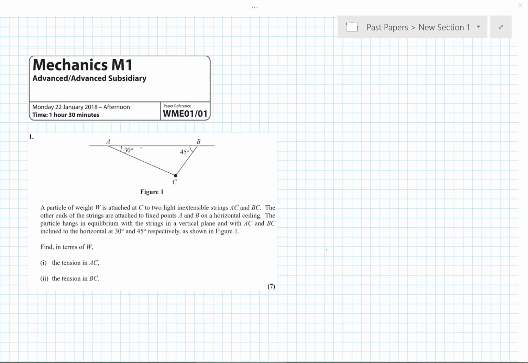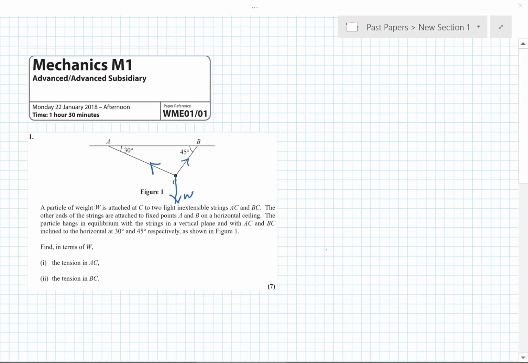So we've got a standard three force kind of situation here. Something's being held by an inextensible string AC. We've got an inextensible string there, AC and BC. It's been held and you're given the angles, and we've got a weight coming down. So we just have three forces.